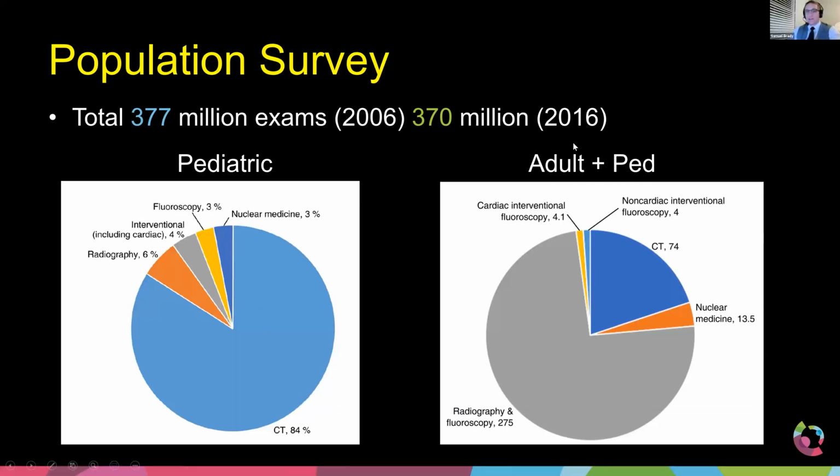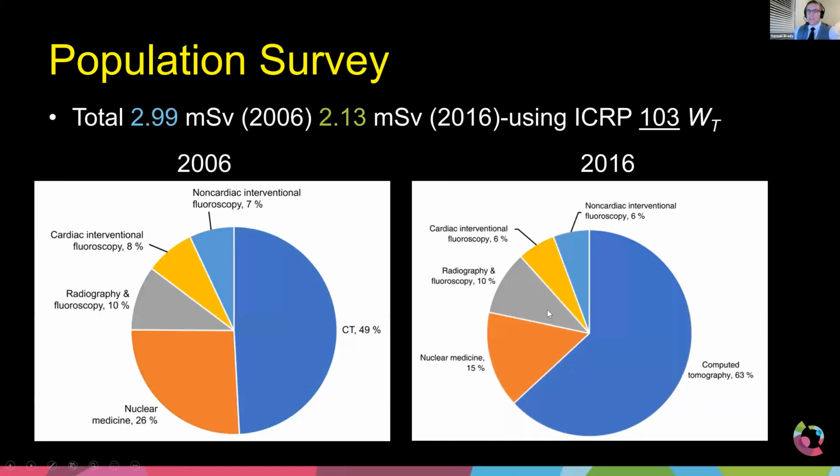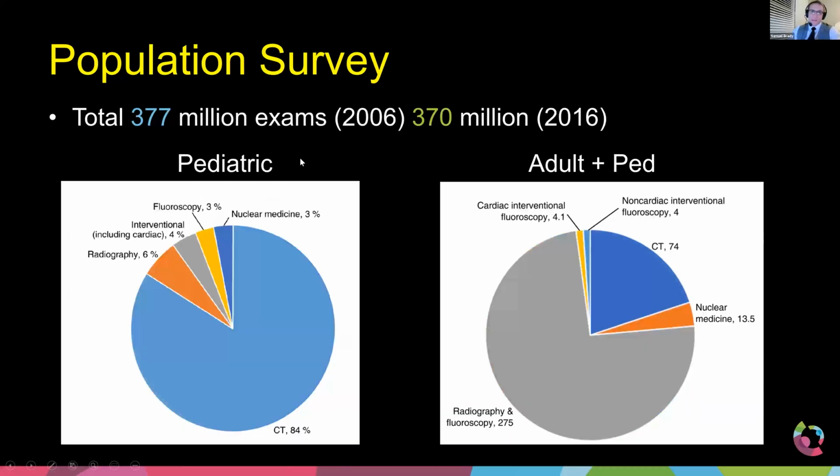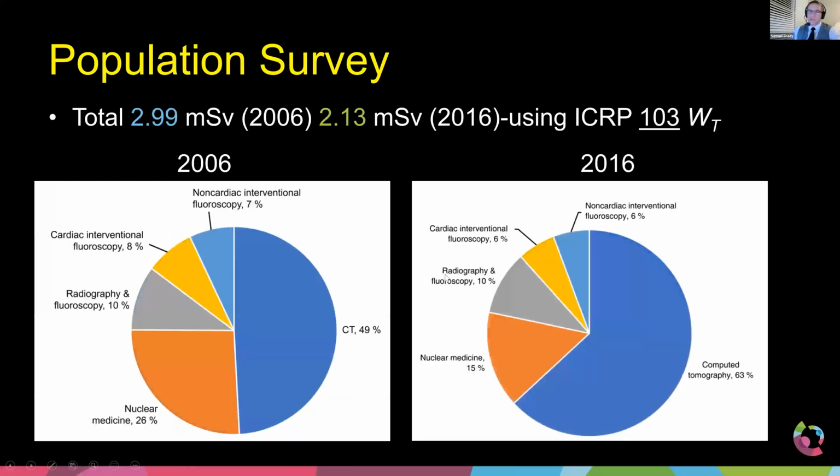Now compare that to the adult plus pediatric population. CT is actually only a smaller chunk of that. We still do a whole lot of just planar radiography and fluoroscopy in the adult world. Even though we do a lot, don't get me wrong, we do a lot of x-rays and fluoroscopy in kids, but they just account for a very, very small amount of the radiation dose.